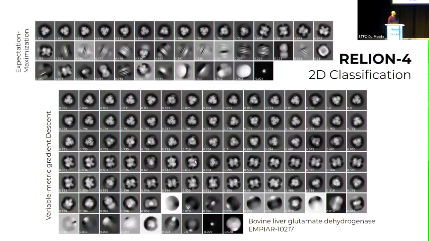These are some results showing an example for 2D classification. For 3D, we got good results as well, but for 2D, it was by far the biggest improvement. At the top, you have the old algorithm, the expectation maximization algorithm, and at the bottom, you have the VDAM algorithm, as we call it.